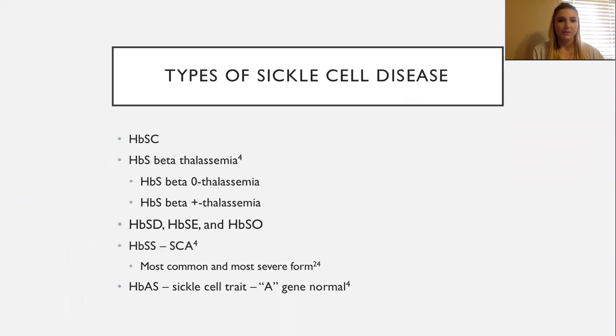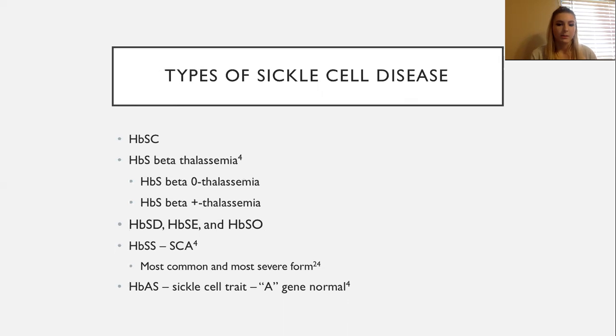So there's different types of sickle cell disease. The one that we are going to talk the most about is hemoglobin SS, which is sickle cell anemia. It's the most common and the most severe form. The SC is a milder form, and then we've got the two types of beta thalassemia. So we've got the beta zero thalassemia and the beta positive thalassemia. The beta zero thalassemia is going to be the more severe form, and then the beta positive thalassemia is going to be a milder form. And then those SD, SE, and SO are going to be the rarer types.